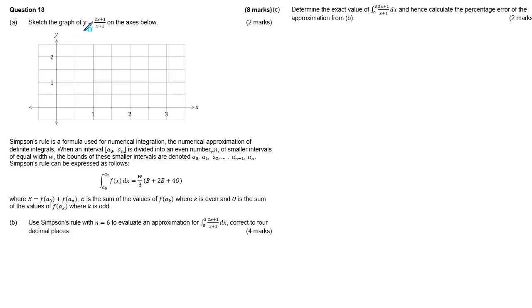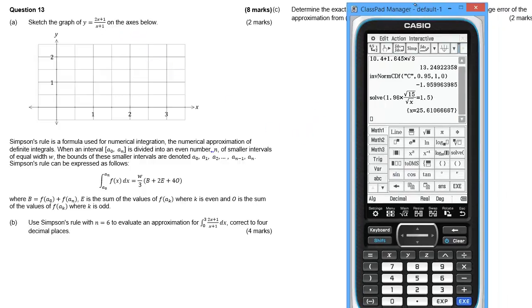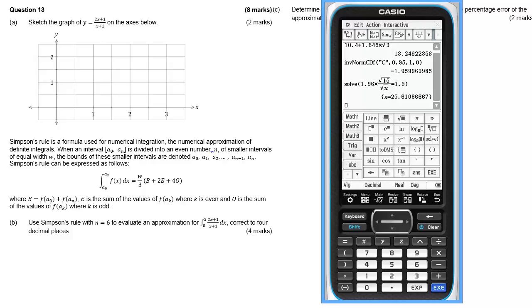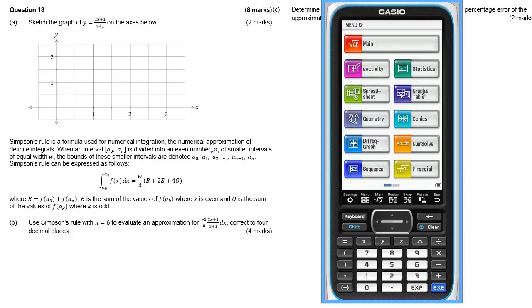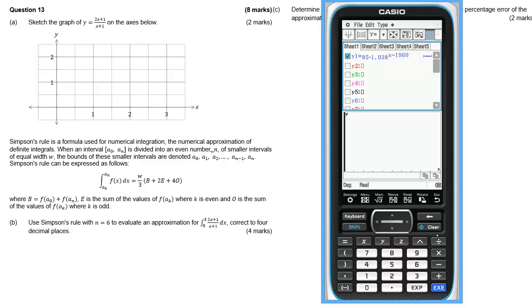Sketch the graph of y equals (2x plus 1) over (x plus 1) on the axes below. Now it's a calculator paper, so we can have a good look at what it looks like. So let's go to graph and table and let's put this equation in.